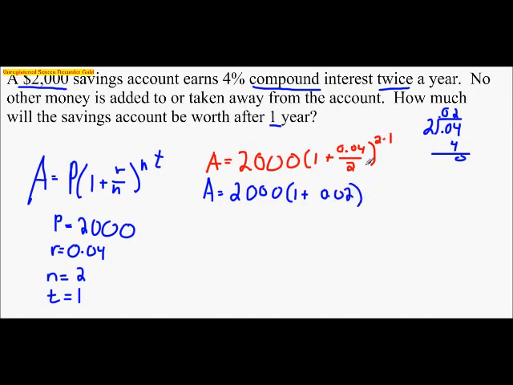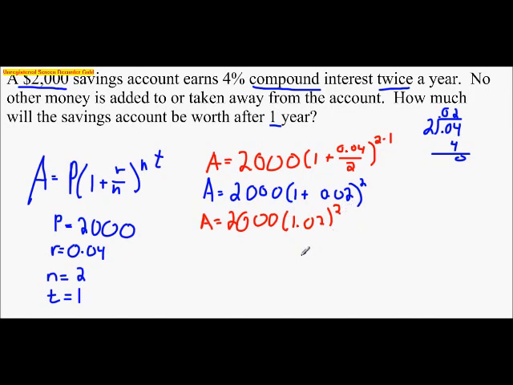Okay, and then 2 times 1 is 2, right? So that's going to be a 2 up there. All right, let's go to the next line here. So we're going to have A equals 2,000 times (1 plus 0.02). One way to think about that is that's just going to be 1.02, right? You have a 1 and you have 0.02 and you put them together and you get 1.02. So this is raised to the second power.